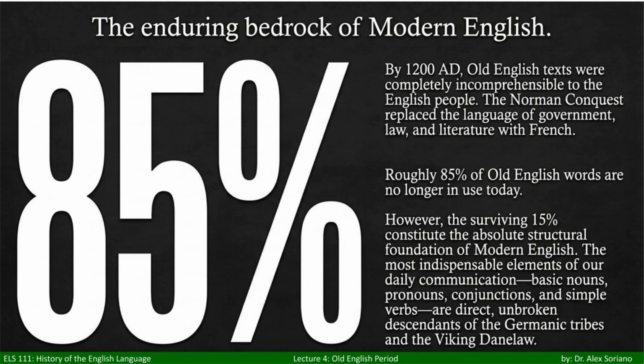But look at what the surviving 15% actually contains, the absolute structural foundation of modern English. The most indispensable elements of our daily communication, basic nouns, pronouns, conjunctions, and simple verbs, are direct, unbroken descendants of the Germanic tribes and the Viking Danelaw we've spent all of today discussing. So, although we lost the vast majority of Old English's word stock, we kept exactly the words we could never function without. That's the real anatomy of Old English, mostly gone from the surface but still holding up everything we say.